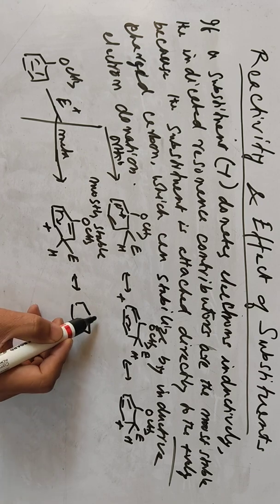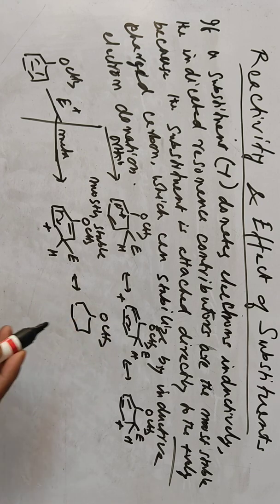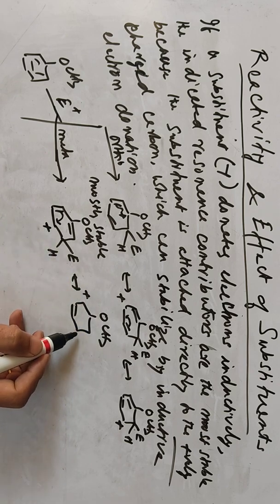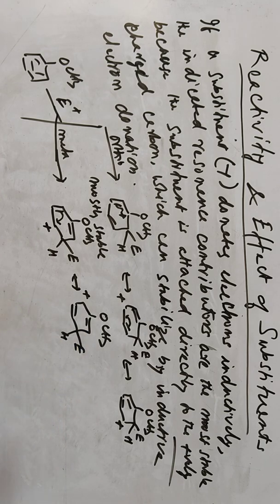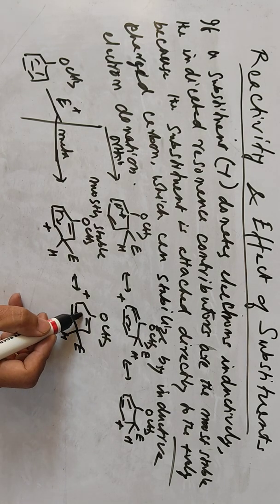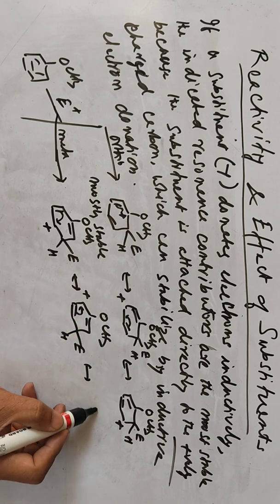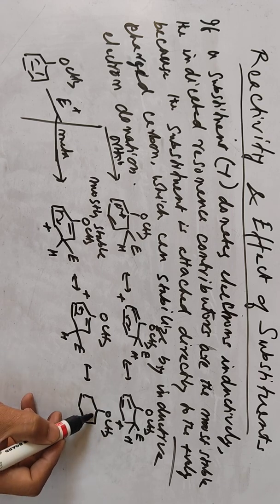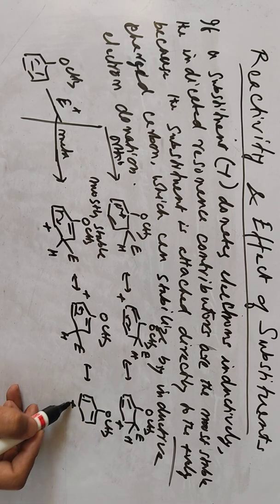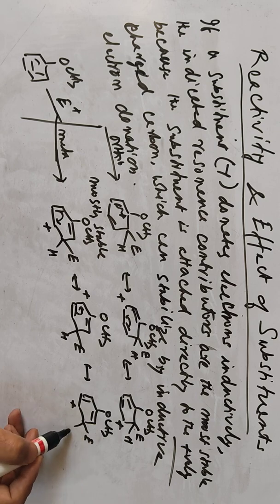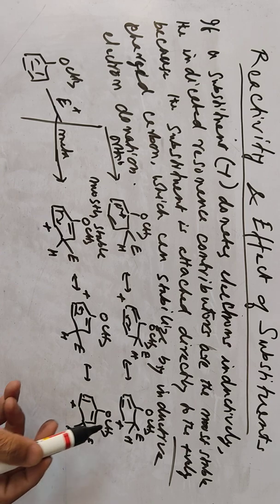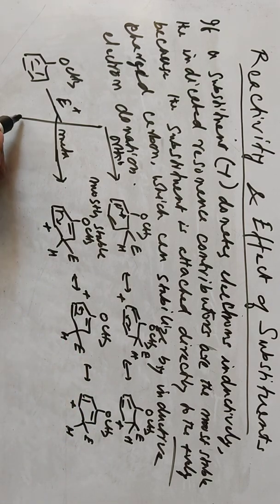Then we can write OCH3, with a positive charge here. This will be positive. Then we can have E, H. Then again, this can be delocalized. Again, positive charge. Then we can have OCH3, and positive charge here, then E, H. Here the positive charge is at the ortho and para positions. This is for the meta positions.